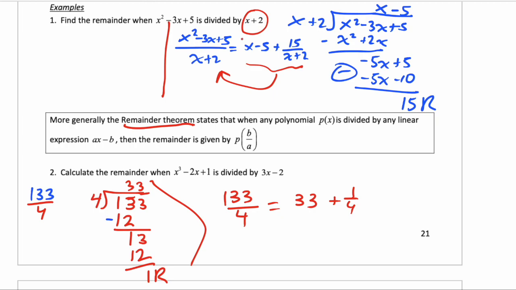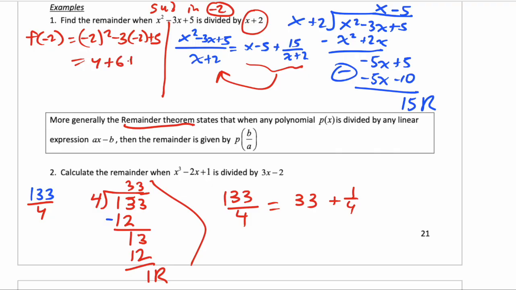And the remainder theorem actually tells us that if you want to get the remainder of a linear factor, we can just sub in negative 2, and we will get the remainder. Okay, so we can also do it that way. Let's do f of negative 2, which means you sub in negative 2 squared, minus 3 times negative 2 plus 5. That gives you 4 plus 6 plus 5 equals 15. So you can also just get the remainder using the remainder theorem.